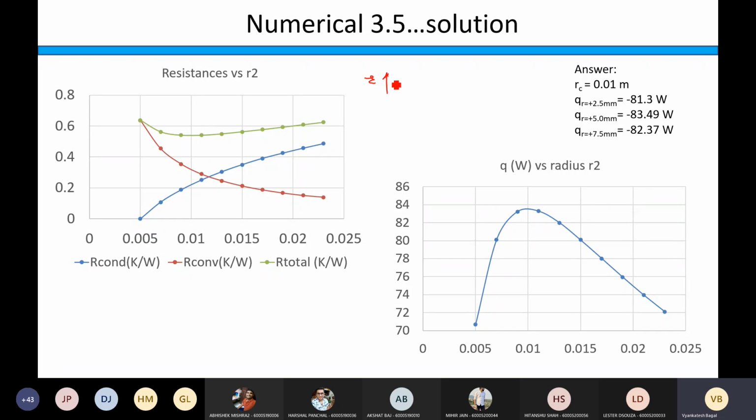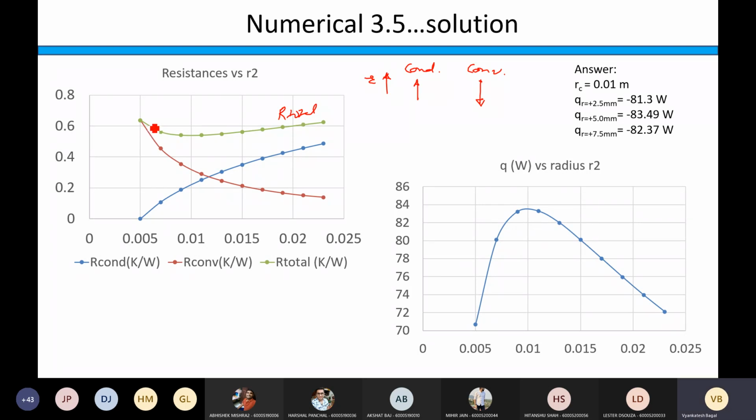What happens if thickness of insulation increases? What happens to conduction resistance? What happens to convection resistance? With increase in R, the conduction resistance increases, and this curve, convection resistance, decreases. So this must be the convection resistance curve, right? And what is this green colored plot? This is the total resistance, right?